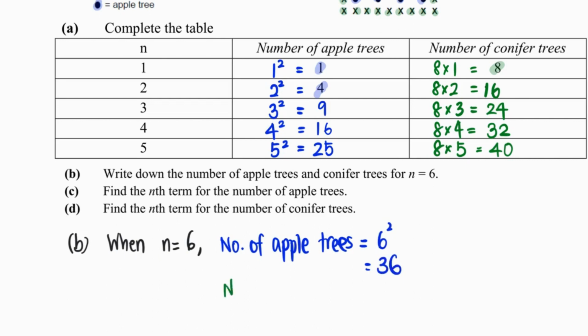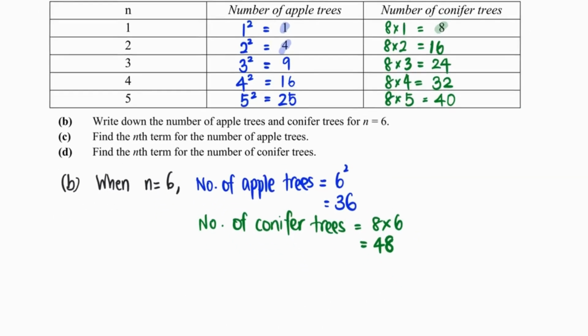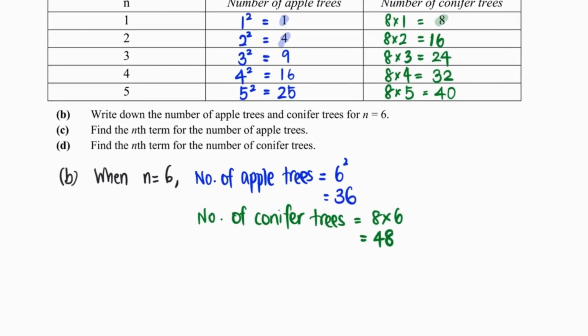And the number of conifer trees, 8 times 6, 48. And let's stay focused on the table. That will help us to solve for part C.